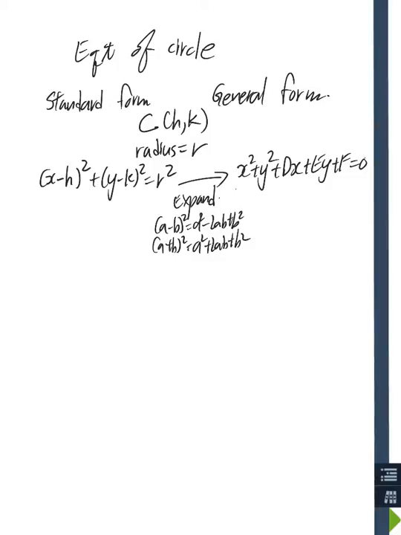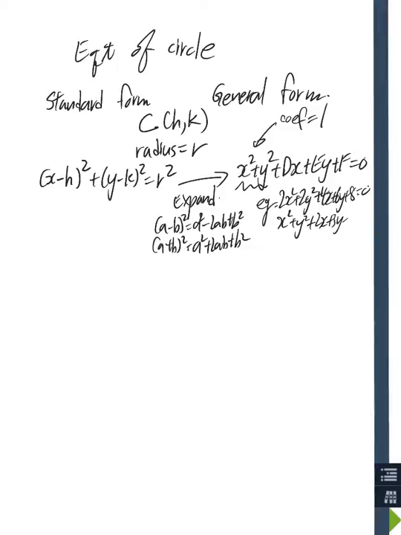Remember, in general form, the first two terms must be x squared plus y squared. That means the coefficient must be 1. If the coefficient is 2, let's say if the equation is in this way, what you need to do is to divide by 2 first to obtain the general form before you find the center and the radius of the circle.